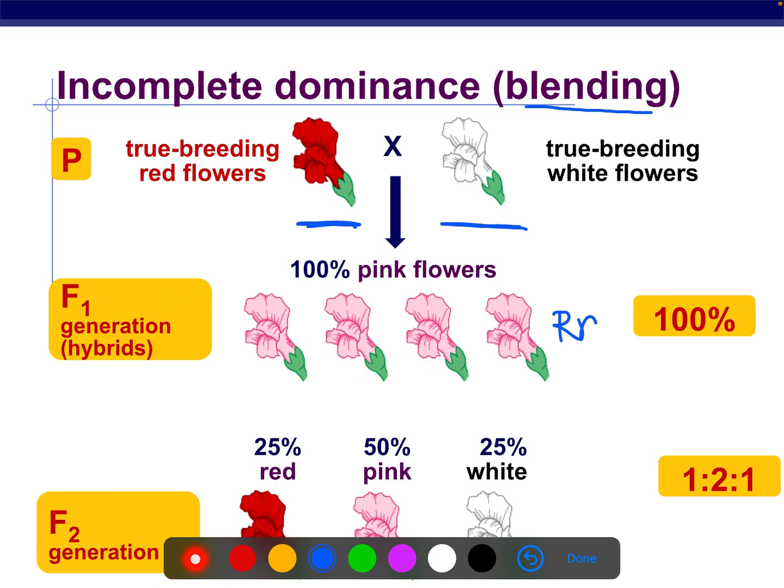And then when you cross those pink flowers together, or heterozygote times heterozygote, instead of seeing a 3-to-1 phenotypic ratio, you see a 1-to-2-to-1 phenotypic ratio. And so in this case, the genotype and the phenotype ratio would be the same. So when you think incomplete dominance, just think that we're blending two colors together to make a new color.